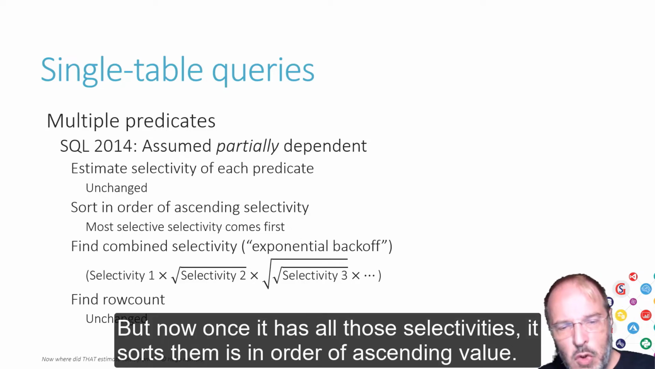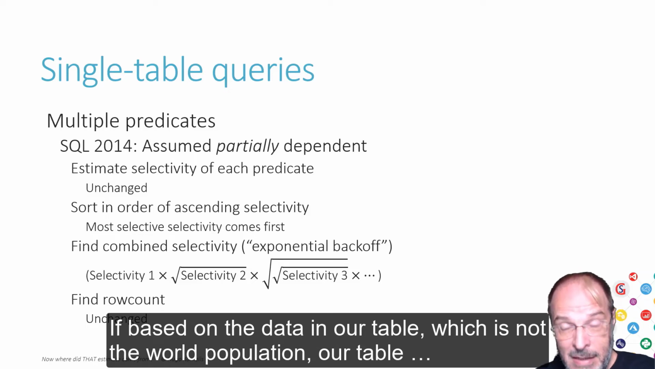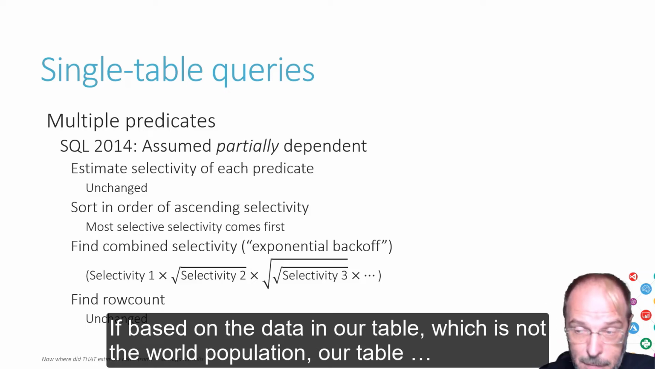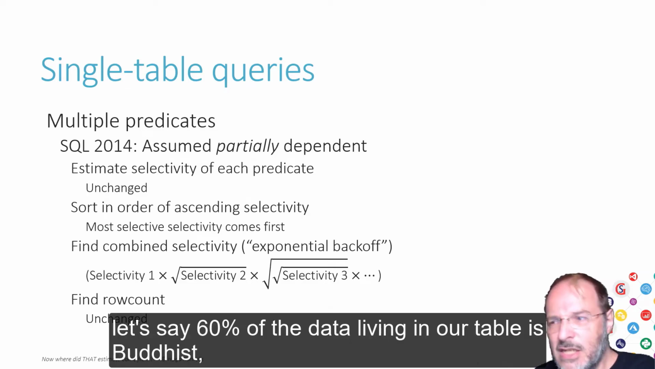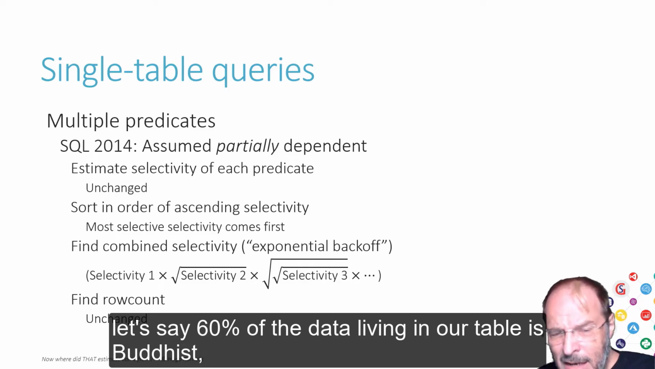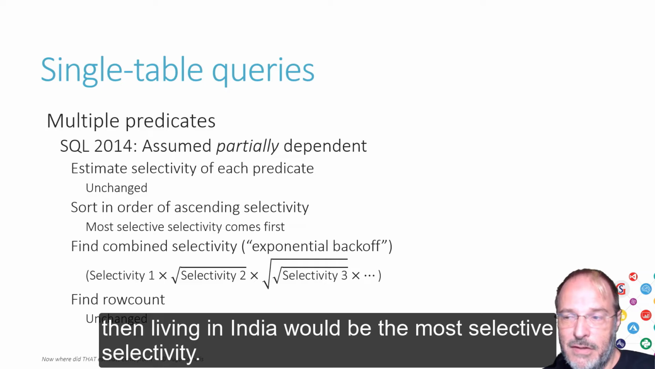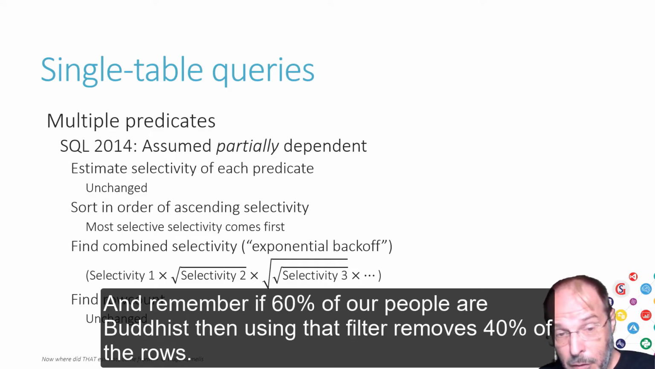But now, once it has all the selectivities, it sorts them in order of ascending value. So the most selective selectivity comes first. If based on the data in our table, which is not the world population, but our table, 50% of the data in our table is living in India and let's say 60% of the data in our table is Buddhist, then living in India will be the most selective selectivity. And remember, if 60% of our people are Buddhist, then using that filter removes 40% of the rows.